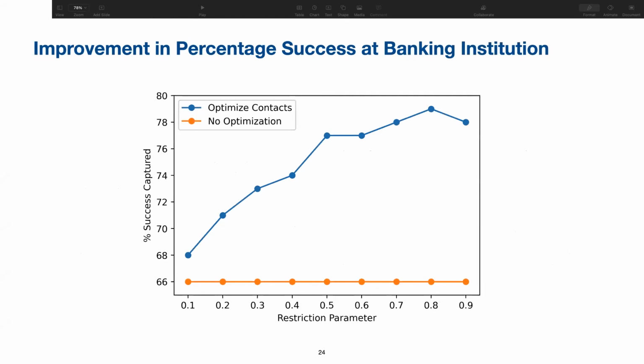So this last slide here presents the improvements at the banking institution in the CIBC research grant. And effectively, the orange line denotes the performance or the success captured with no optimization. And that was effectively randomly chosen persons in the test set. And with our approach, we had to modify it a bit differently, but effectively we were able to obtain at most, I think, an 8% performance increase over the non-optimized approach.